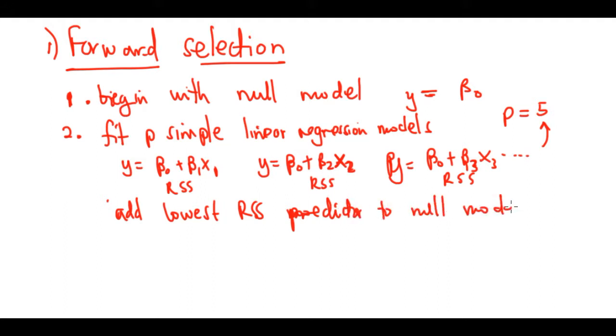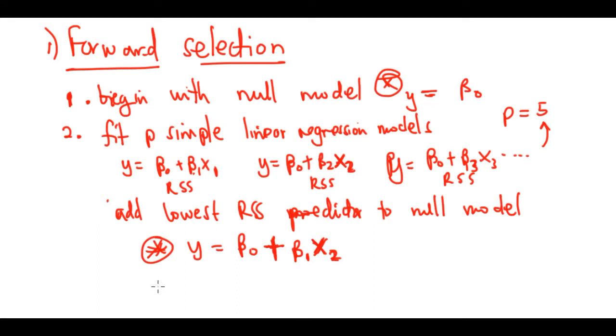So now you have y is equal to beta naught plus beta 1 x2. This is the overall model, not the same beta 1 as before, just a random beta 1. And now we've added our x2 to our model, because that's the one that gave us the lowest RSS when we were doing the simple linear models, right? So this was our first model, and this is now our updated model. Cool, right?